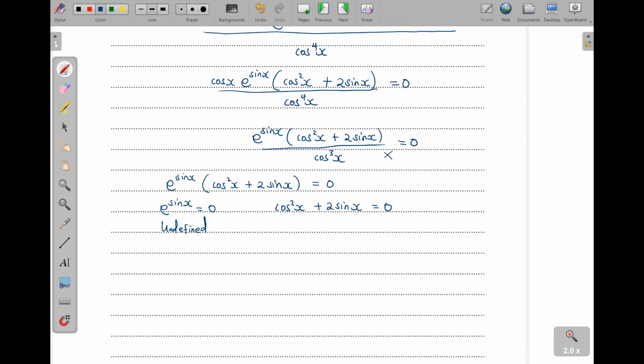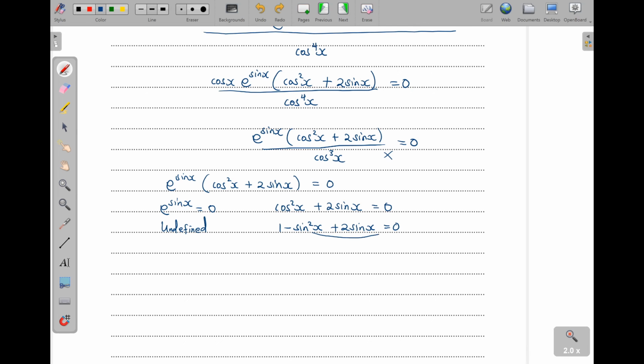Now, since I'm seeing sine x here, I have to express cos squared x in terms of sine squared x. This is 1 minus sine squared x, the Pythagorean identity in trigonometry. So 1 minus sine squared x plus 2 sine x is equal to 0. I can deal with this one when the coefficient of sine squared is positive.